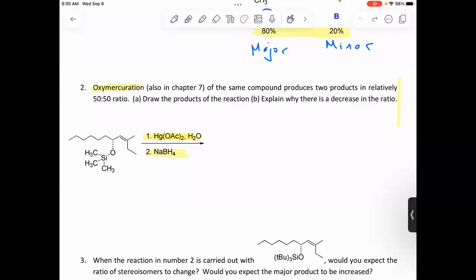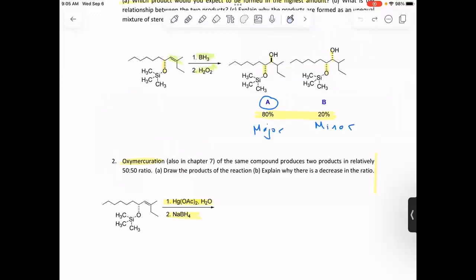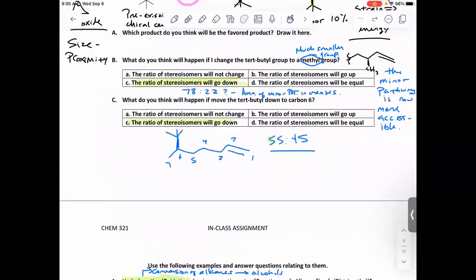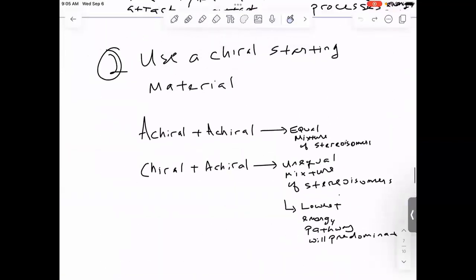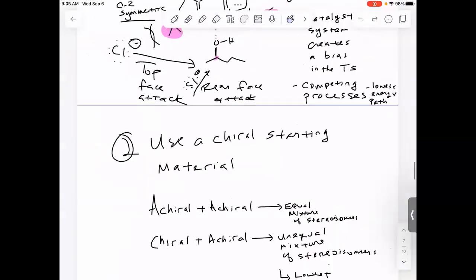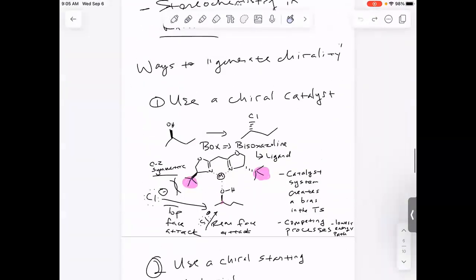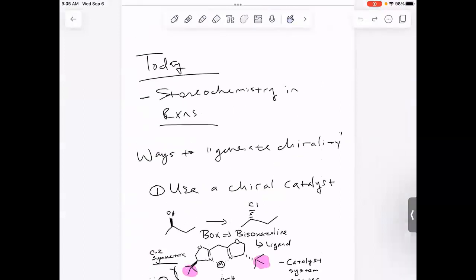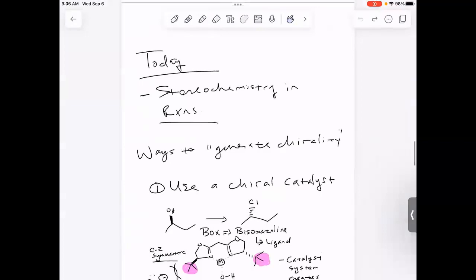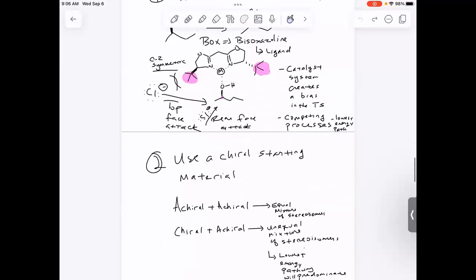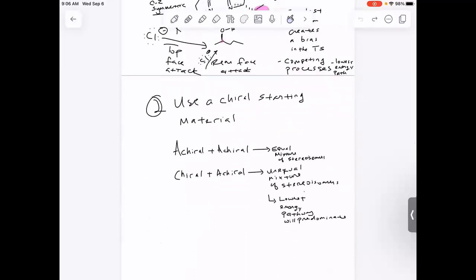So where we left off on Friday, let me go back to the beginning. We left off talking about pre-existing chiral centers and how to generate stereochemistry in a reaction. One of the ways we said was to use a chiral catalyst. And the other way we talked about was to use a chiral starting material, something that already has a chiral center built in.